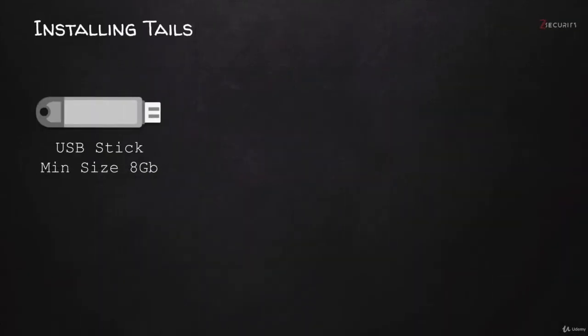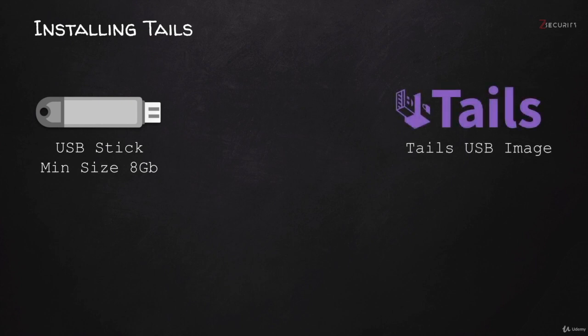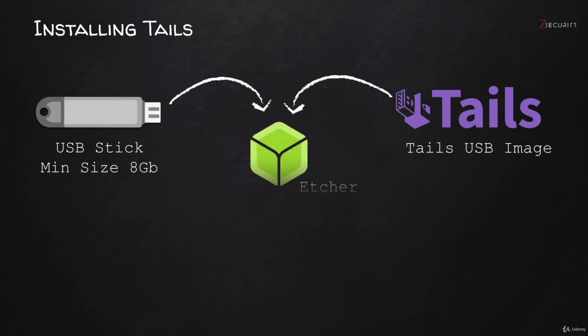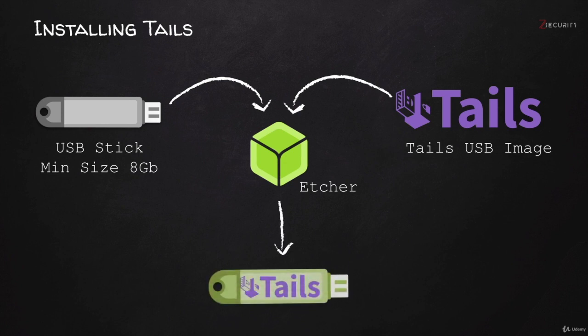So, in order to install Tails on a USB stick, obviously the first requirement is you'll need a USB stick. This USB stick needs to have a minimum size of 8 GB. The next thing that we'll need is the Tails image. I'm going to include its download link in the resources of this lecture. And finally, you'll need software to flash the Tails image to the USB stick in order to have a bootable USB stick with Tails on it.